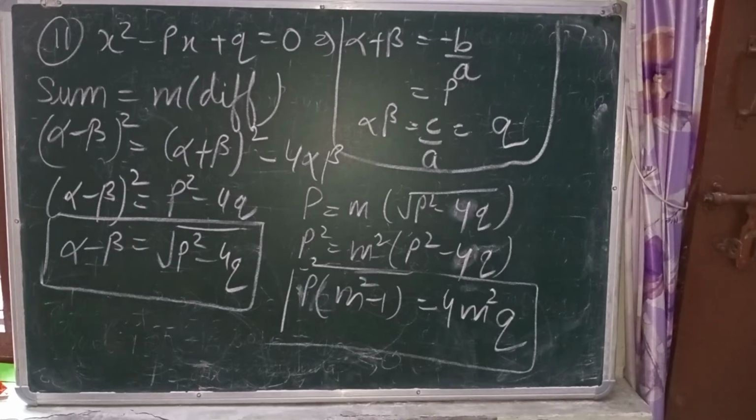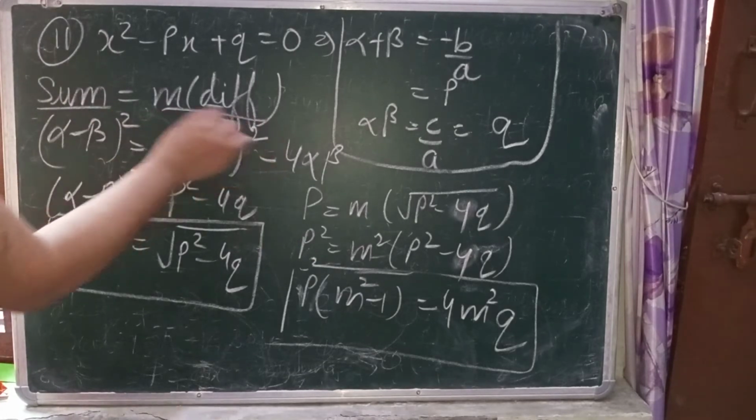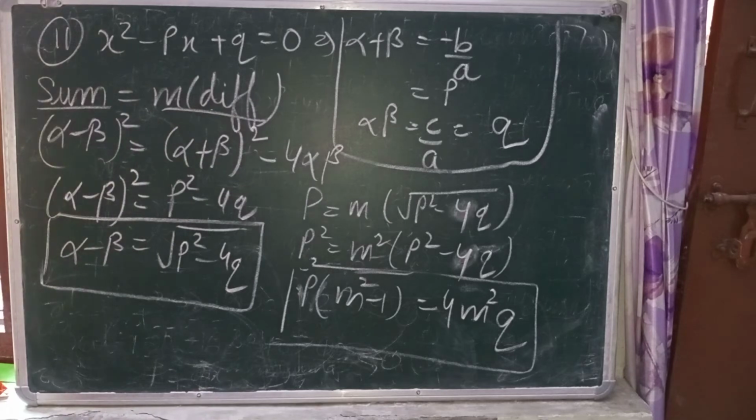In question number 11 it was given: if the sum of the roots of the equation x square minus px plus q is equal to 0 is m times their difference, prove that p square into m square minus 1 is equal to 4m square q. They have given that the sum of the roots of the equation is m times the difference of the roots.